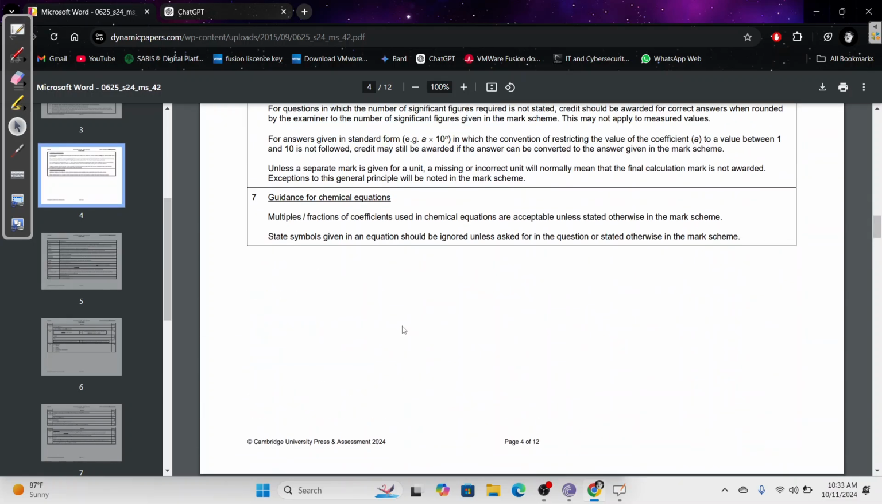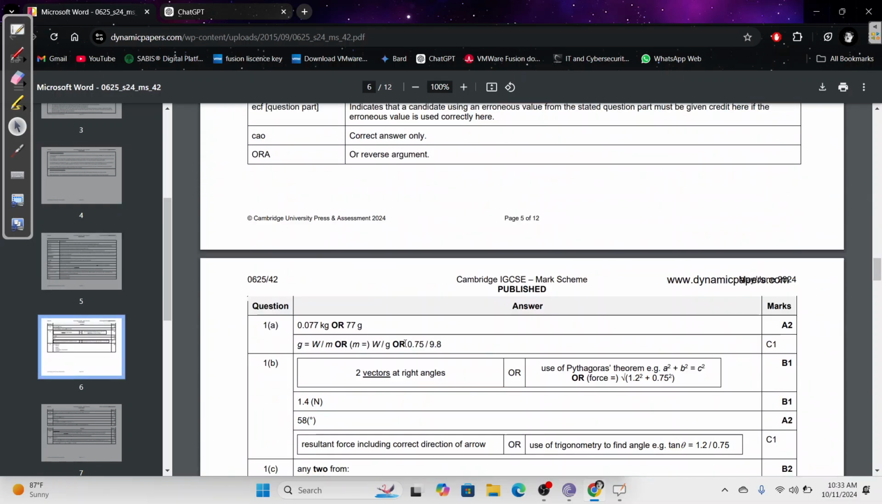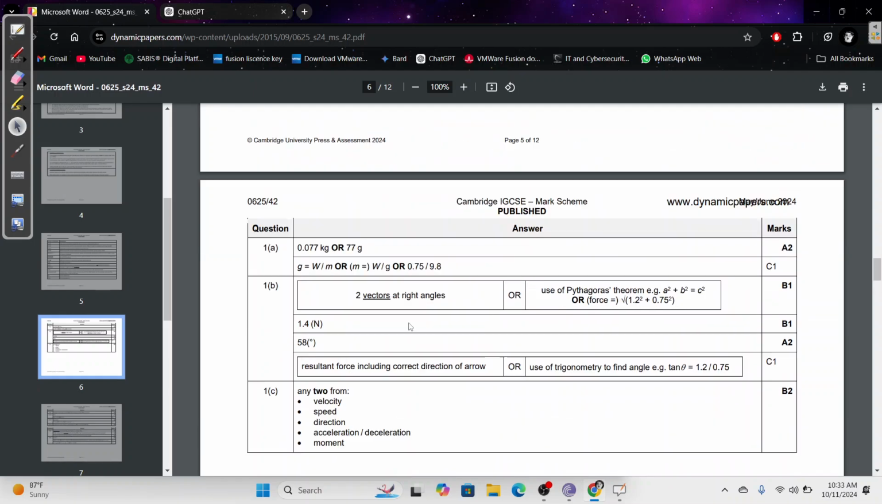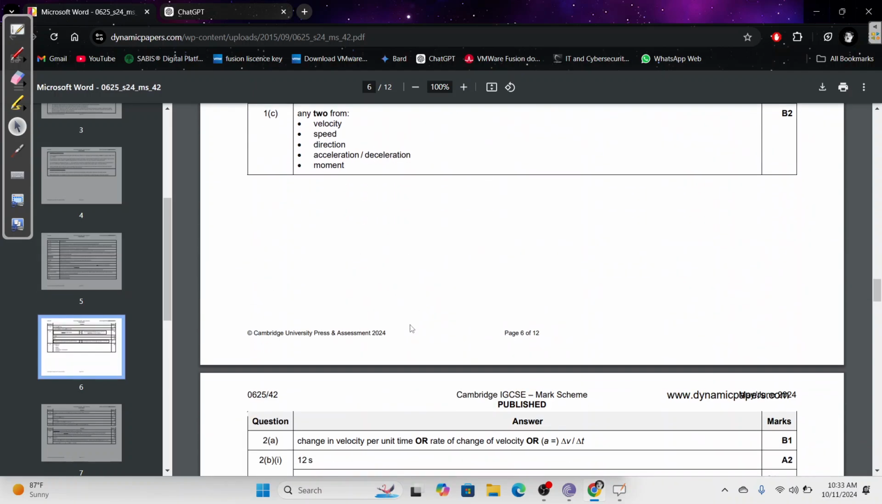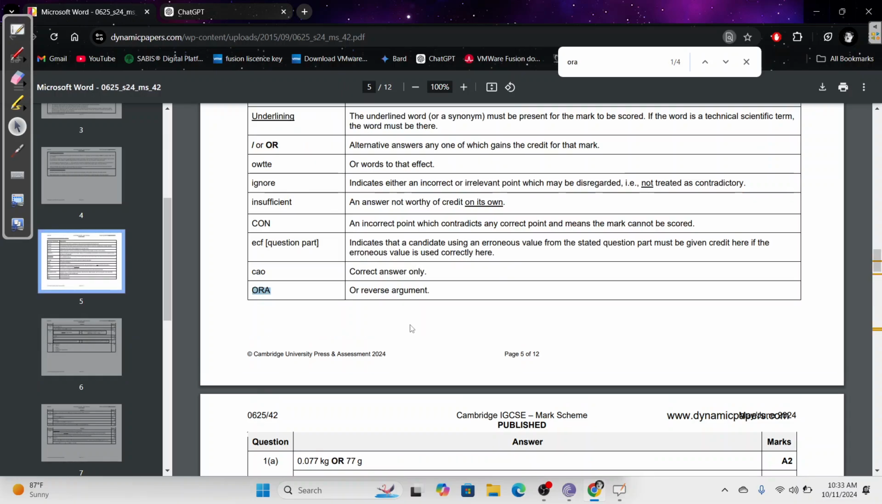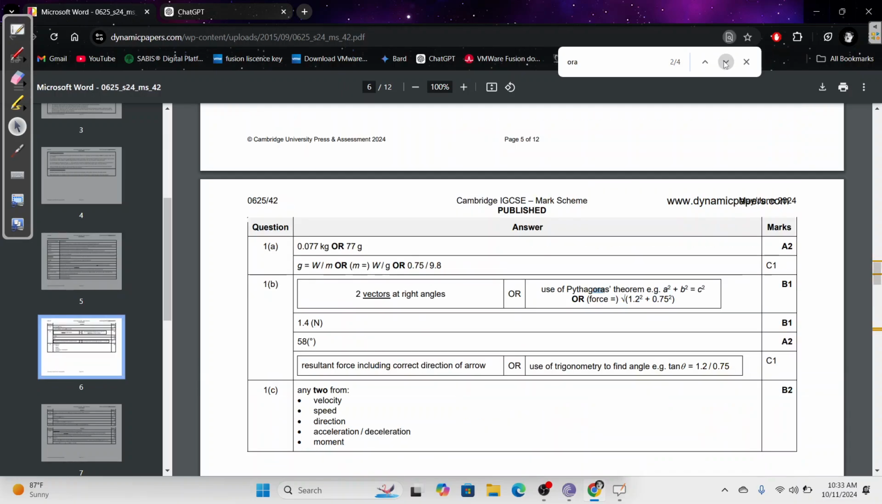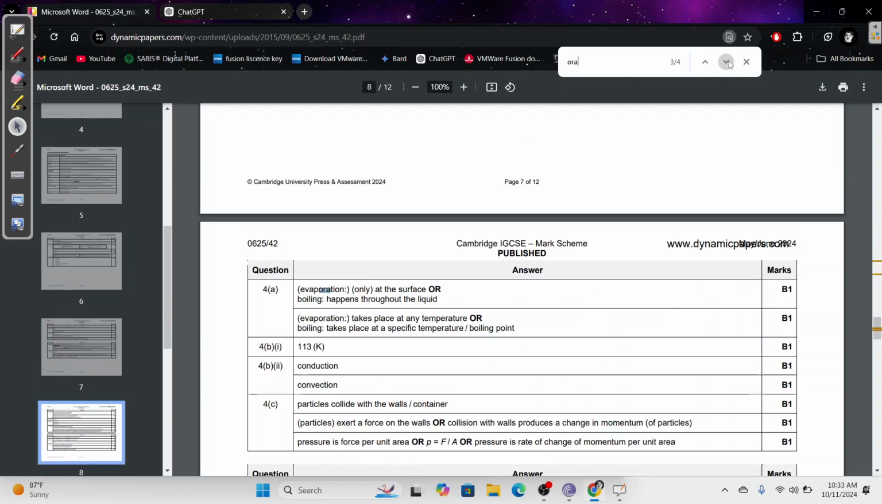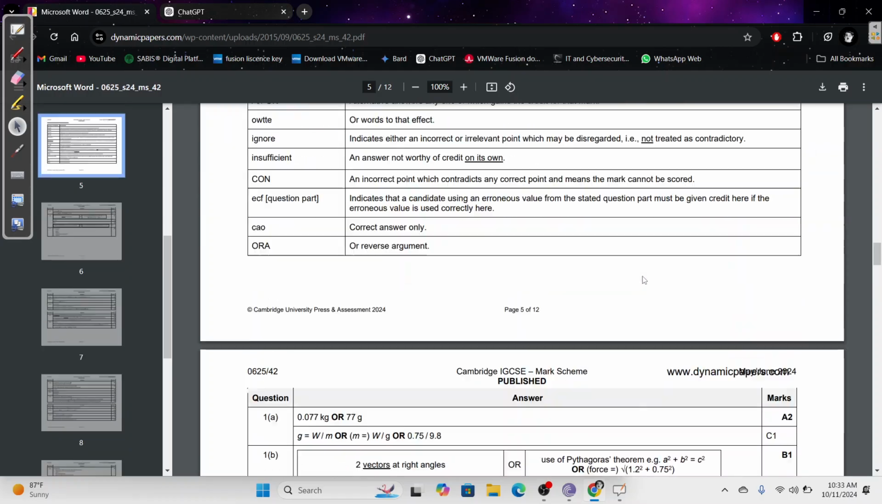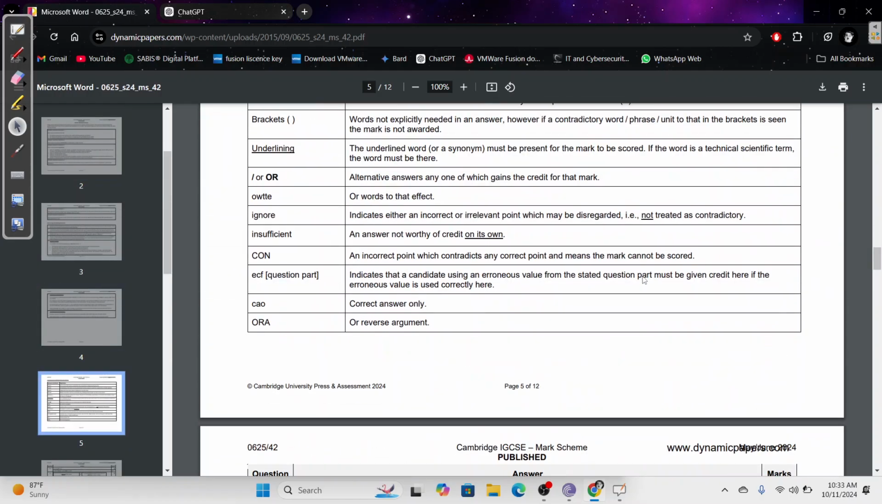Or reverse argument, you're not gonna see it a lot, and if it does appear, it's very, very rare. Like if I look it up, ORA. See, in this entire mark scheme, they don't mention ORA. It's really rare, and if it does appear, it's in the name: or reverse argument.